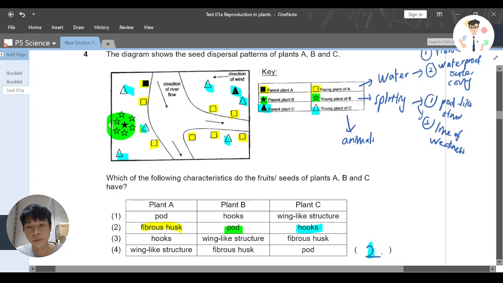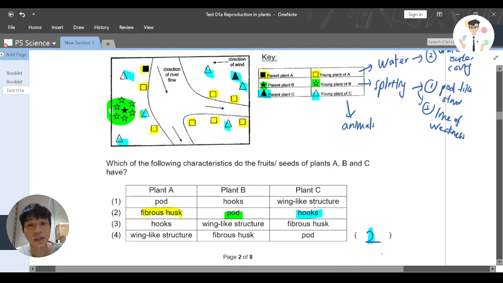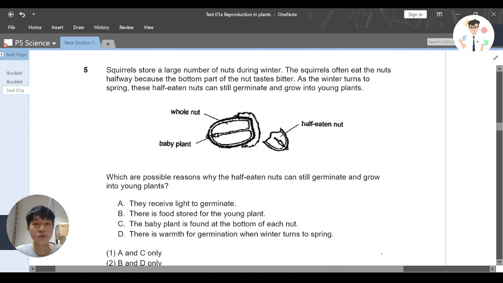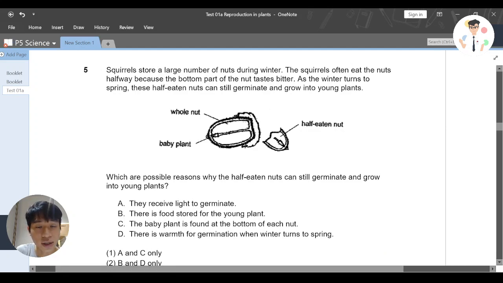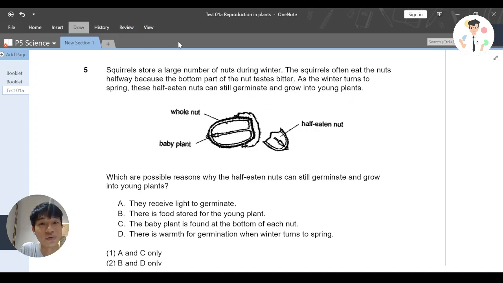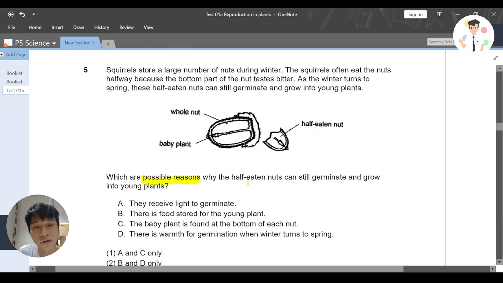Okay. Now let's look at the next one. Question 5. The squirrels store a large number of nuts during winter, and the squirrels often eat the nuts halfway because the bottom part of the nut tastes bitter. As the winter turns to spring, these half-eaten nuts can still germinate and grow into young plants. So, which are the possible reasons why the half-eaten nuts can still germinate and grow into young plants?